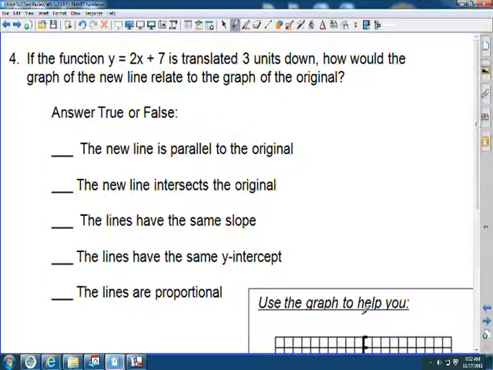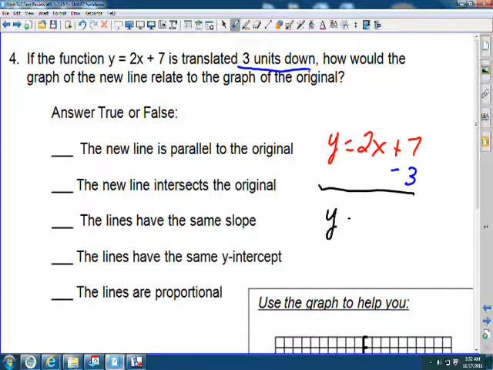Number 4, it says if the function 2x plus 7 is translated down 3 units, how would the graph of the new line relate to the original? Well, if I have y equals 2x plus 7, if I translate it down, that means I'm moving the y-intercept down 3 units. So my new equation is y equals 2x plus 4.